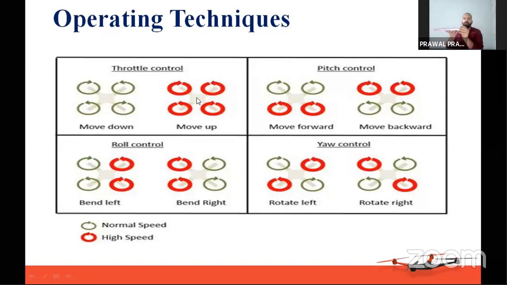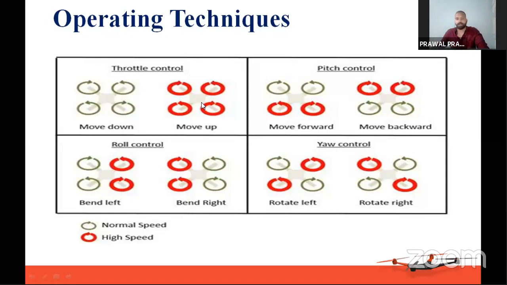And talking about yaw, as I already told you, if the speed of your clockwise motors is high, then the reaction of the clockwise motors will be high. So your drone will rotate in the anti-clockwise direction. It will rotate on its axis if your clockwise motors are high. If your anti-clockwise motors are high, then it will rotate in the clockwise direction. That's how the physics of all these three orientations is working.